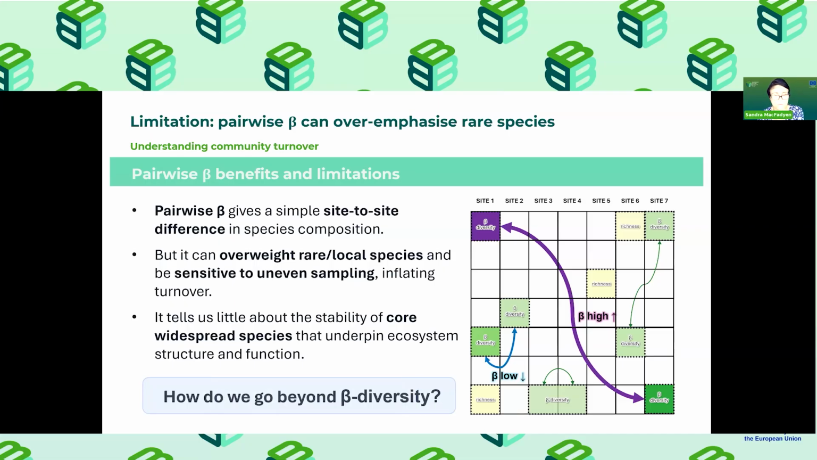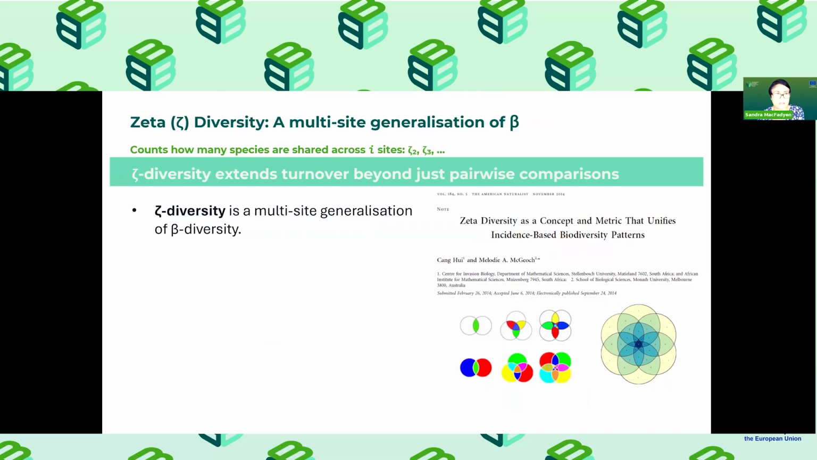So how do we go beyond this typical measure of beta diversity? We're only comparing site with site. And that's where the concept of zeta diversity comes into play. It's a multi-site generalization of beta diversity. It counts how many species are shared across a different number of sites. So it can be between 2 sites, 3 sites, 4 sites, and so on. And this is the original paper. This is actually the head of our lab, Prof. Kang Hui. So if you want to read up on that, there's a link to it.